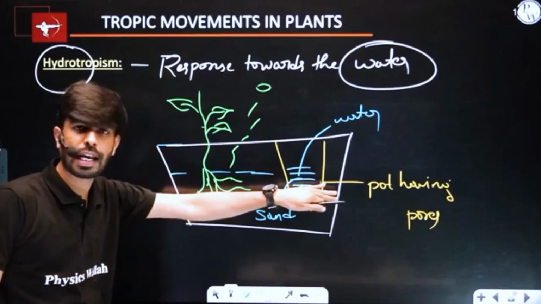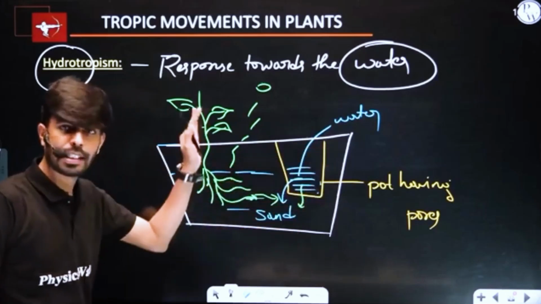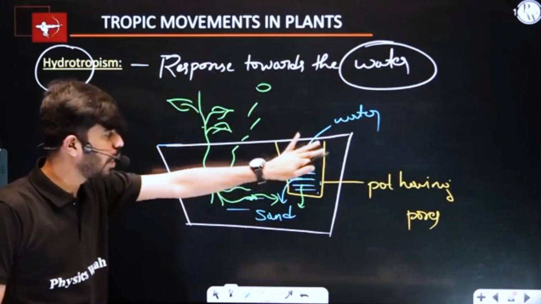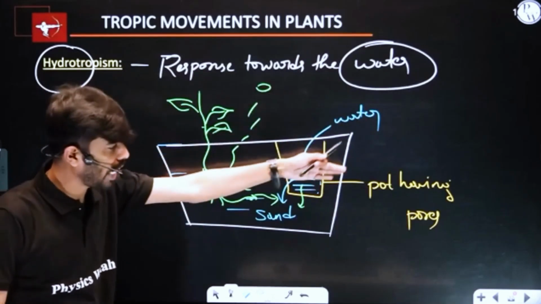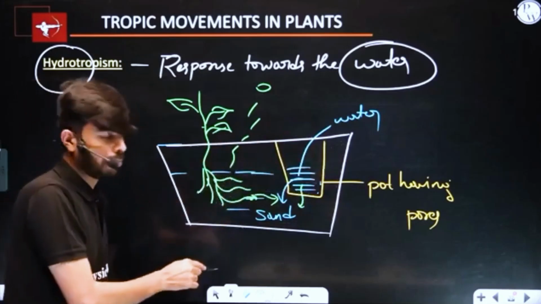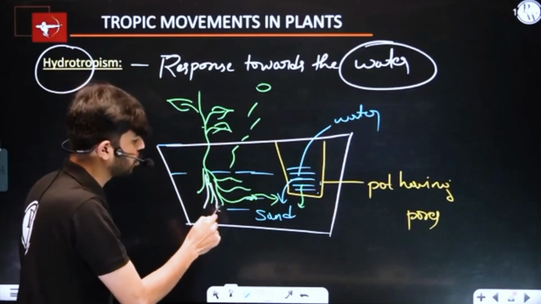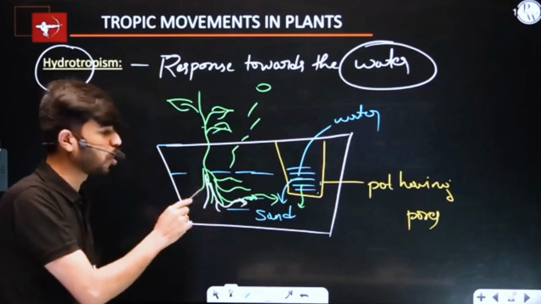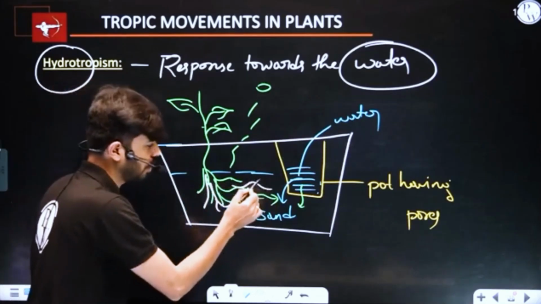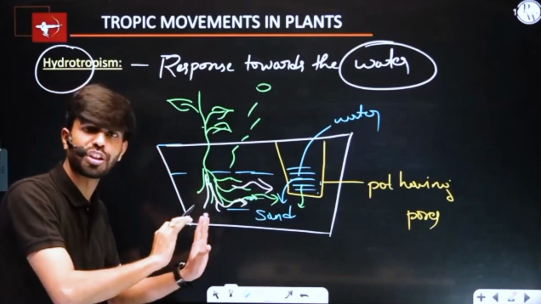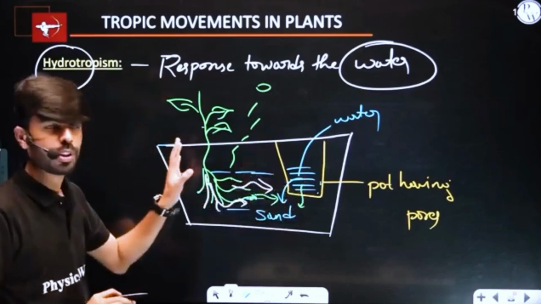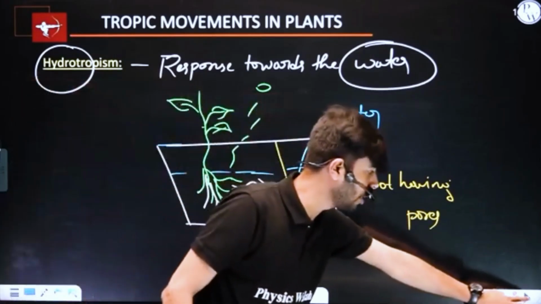We have taken one glass container. Inside the glass container we kept one healthy plant, and also there is a pot having a number of pores. Now after some time, this plant started to show responses just by growing roots towards the water. The plant root is growing towards the water. So this particular movement is called hydrotropism. So plants are showing the response towards the water.